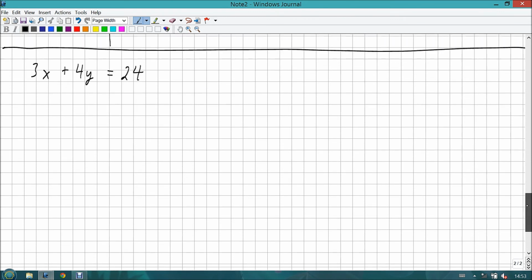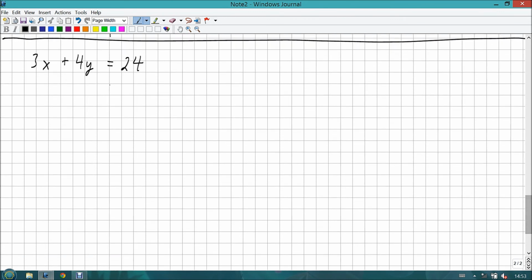Here we go. Step 1, draw my axes. Step 2, I'm going to find the y-intercept first, so I'm going to cover up my x. So we get, let's see, 24 divided by 4 is 6. That's a little bit too big for this graph, so I'm going to go by halves. So that'd be 1, 2, 3, 4, 5, 6. Make a dot.